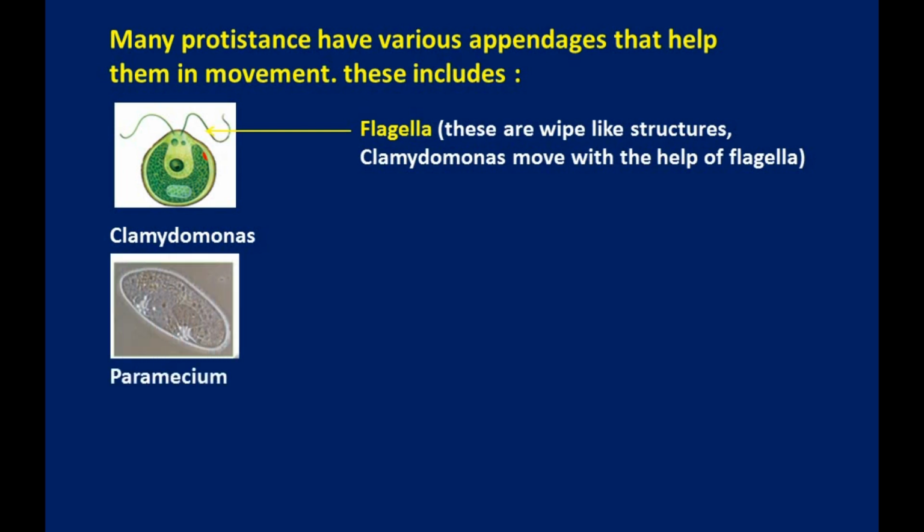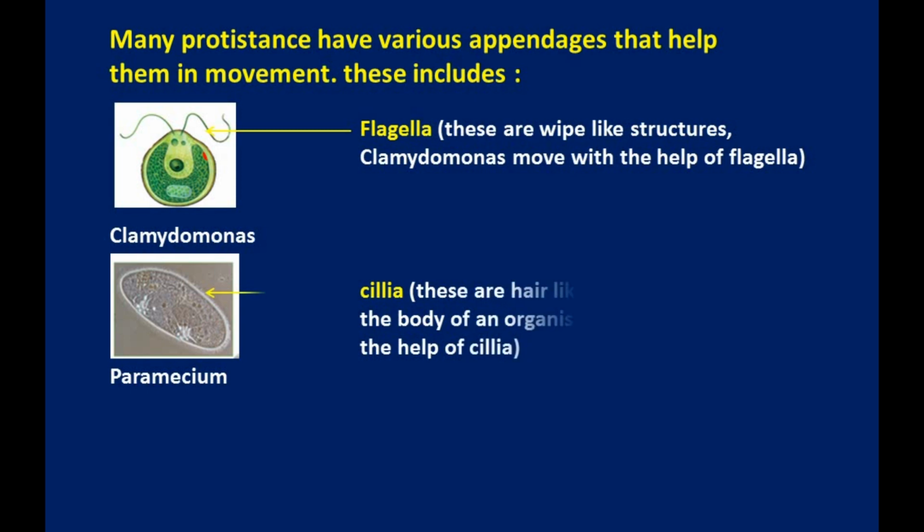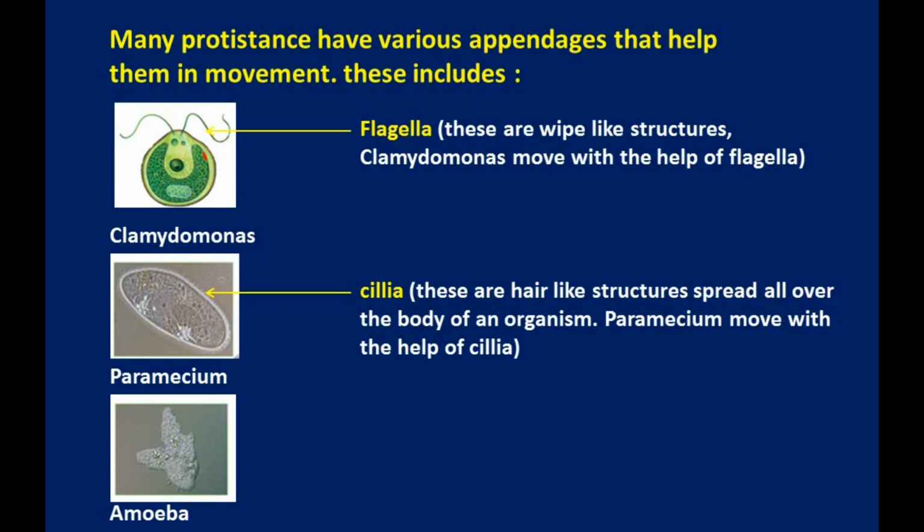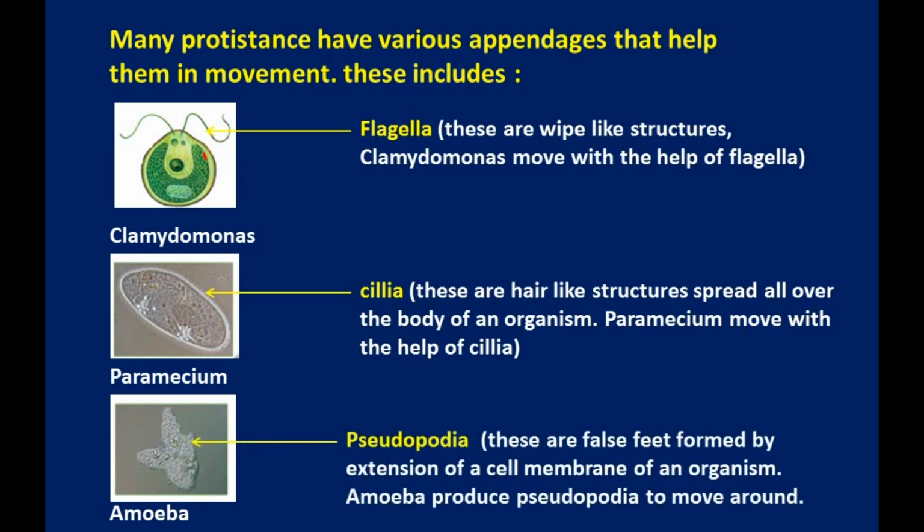Another, Paramecium, has hair-like structures known as cilia. These hair-like structures spread all over the body of the organism. Paramecium moves with the help of cilia. Another example is the amoeba. Amoeba has pseudopodia, so with the help of pseudopodia, amoeba moves around. So these are the different appendages of the protistans that help them for movement.